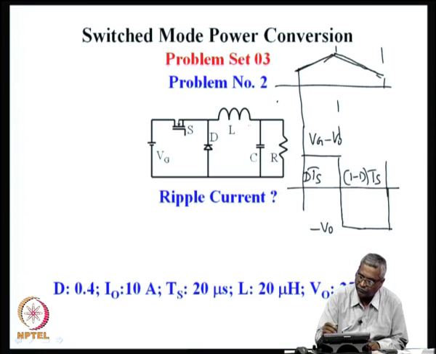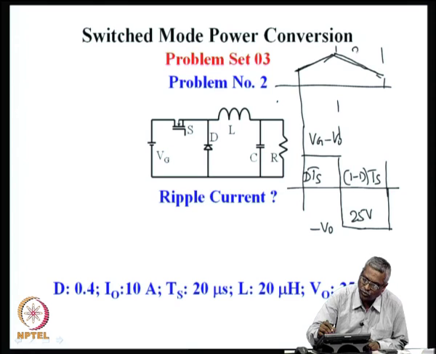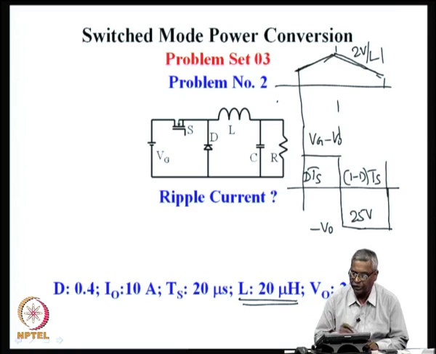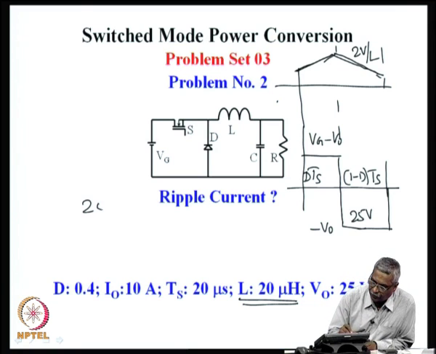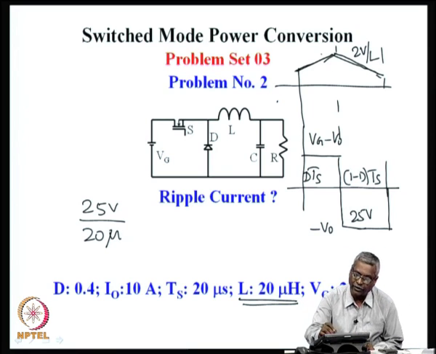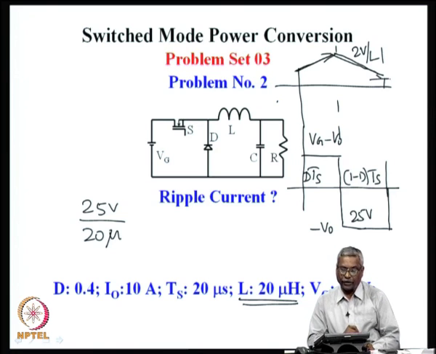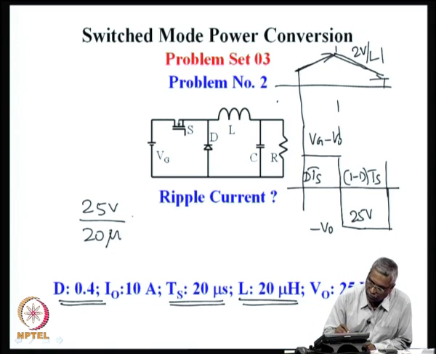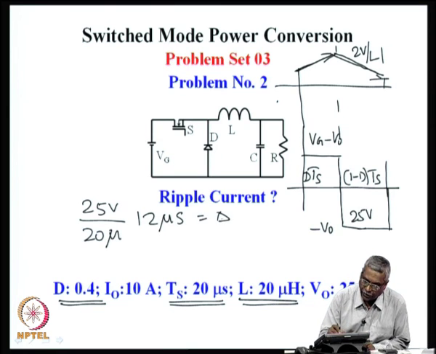In this case, we know only the off time voltage, which is 25 volts. So, this slope is 25 divided by L, and L is given to us as 20 microhenry. So 25 volts divided by 20 microhenry is the slope of the current during the off time, and the off time exists for a duration of 0.6 times Ts. So, off time is 0.6 into 20, which is 12 microseconds. So, this has to be equal to delta I.